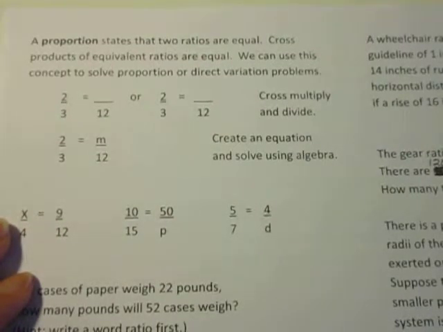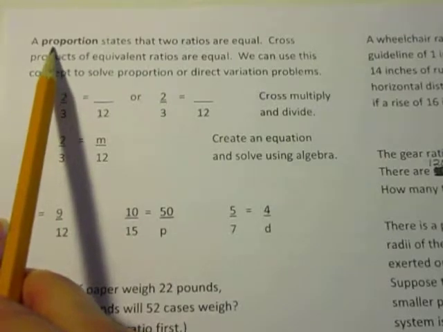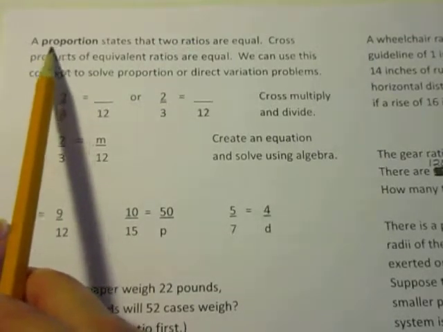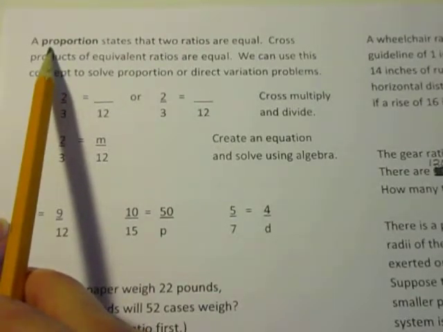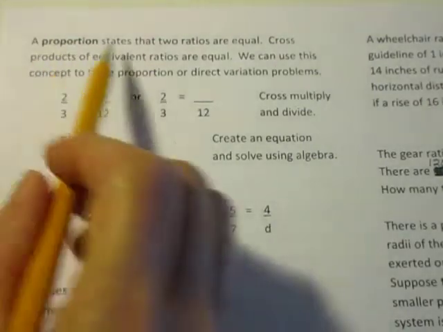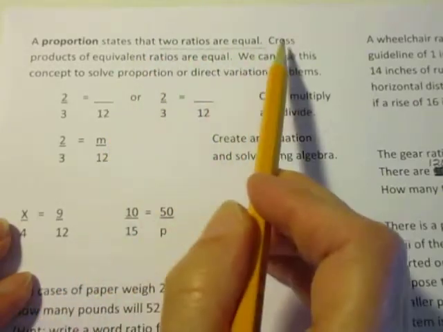Okay, in this lesson we're going to be learning about, or reviewing, using our proportion skills to solve some ratio problems. So I want to go back and explain to you and really examine what we mean by proportion skills and why it works. Basically, a proportion states that two ratios are equal. So we set up these two ratios equal to each other.